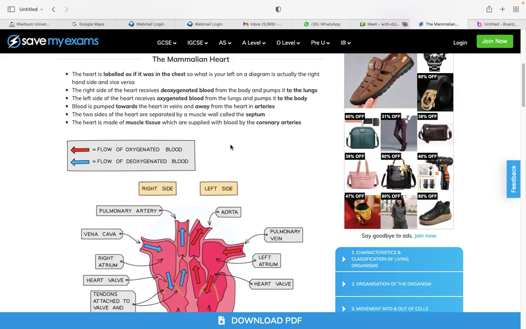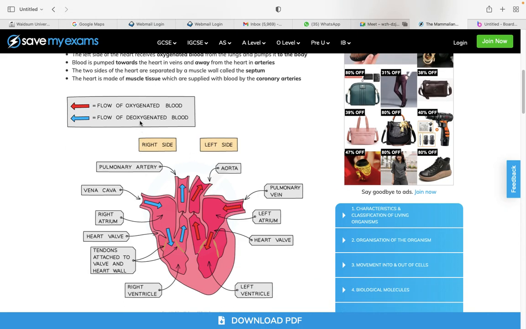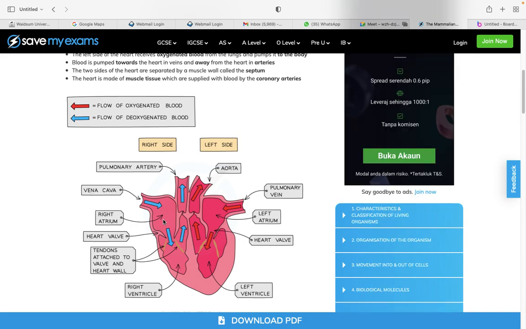Then, the right side of the heart receives deoxygenated blood, the blood that is coming from the rest of the body cells through the vena cava. This deoxygenated blood carries carbon dioxide without oxygen. So this blood needs to be quickly pumped and sent to the lungs through the pulmonary artery. Please take note of this diagram. It's in your Cambridge exams.